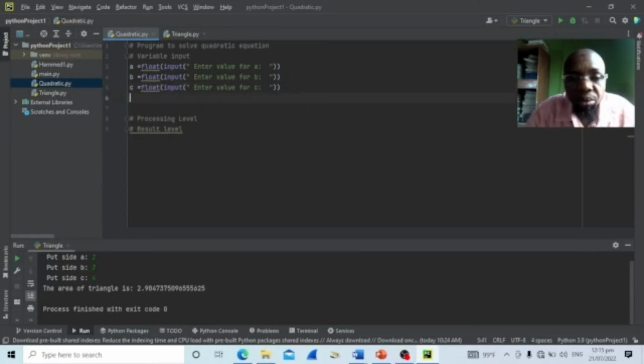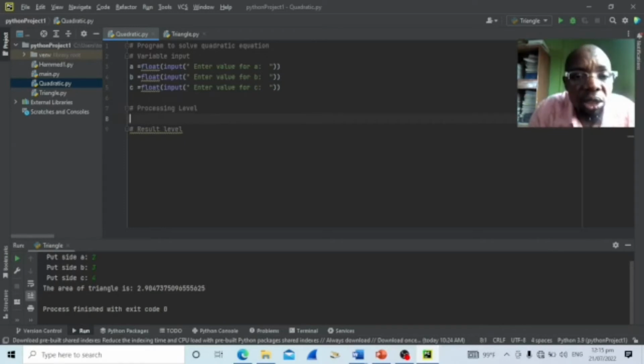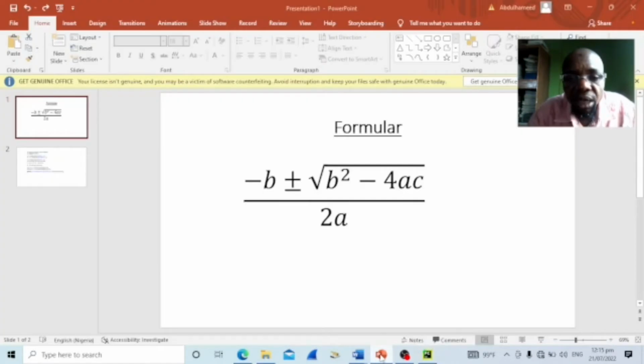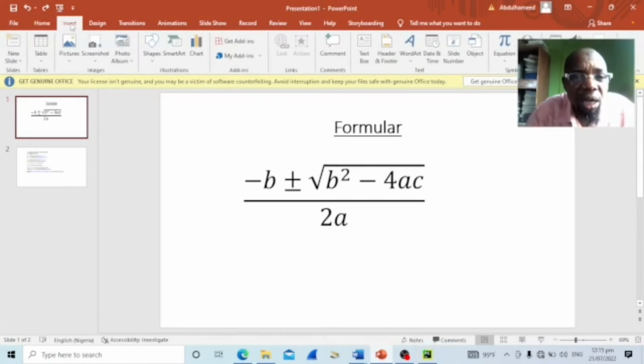Now the next step is called the processing. Now we have gotten all the three values a, b, c. Then what do we do with a, b, c? Let's say d is equal to, let's take care of this aspect of the formula first. Let me show you so that you are going to understand what I mean.